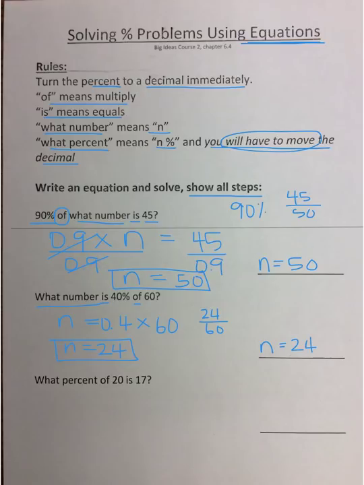Let's try the third one. What percent? That's n%. Of, that means multiply, of 20 is, that means equals 17. So we would have to divide both sides by 20. When we do n%, we get 0.85. That means we'll have to move our decimal, and n is 85%.